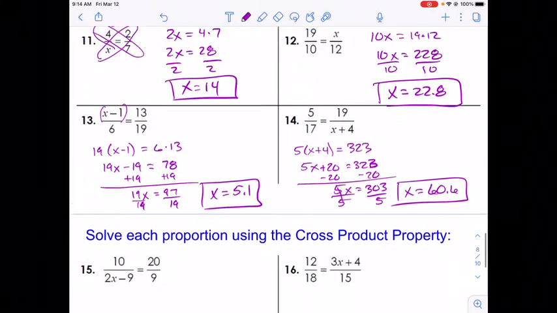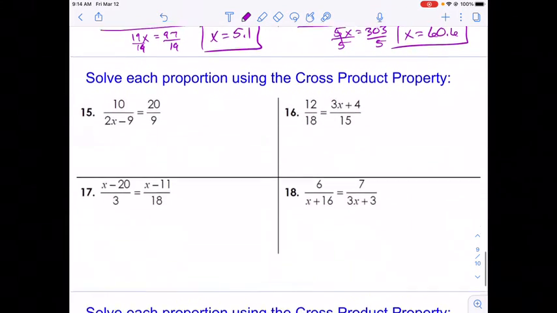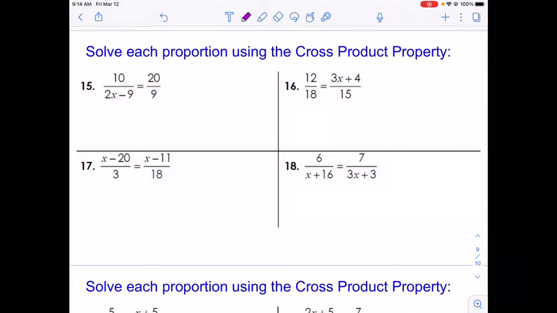All right, so you try this next one. Try number 15 and 16 and see how you do.